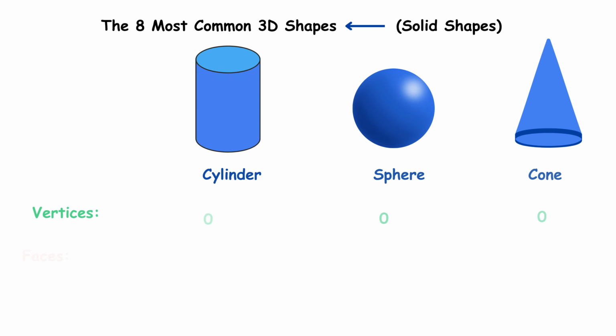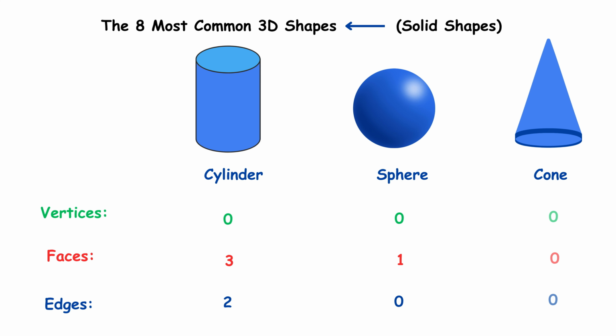Next, we look at the sphere. This shape has just one single continuous curved face that covers the entire surface, and because of its smooth, rounded nature, it has no vertices and no edges at all.